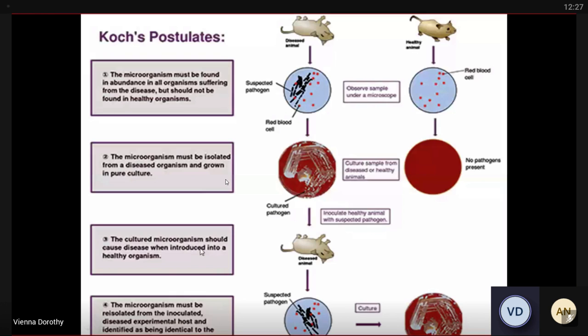Moving on to the third postulate. Two postulates are clear? Yes, ma'am.